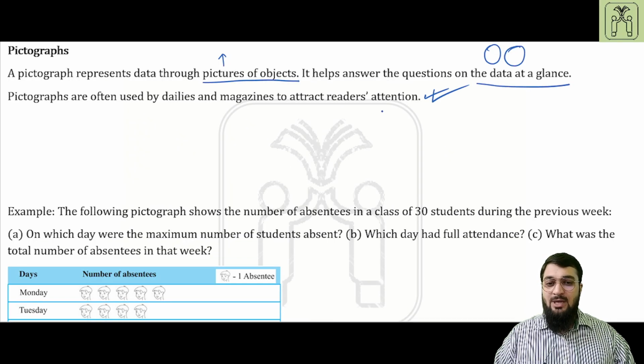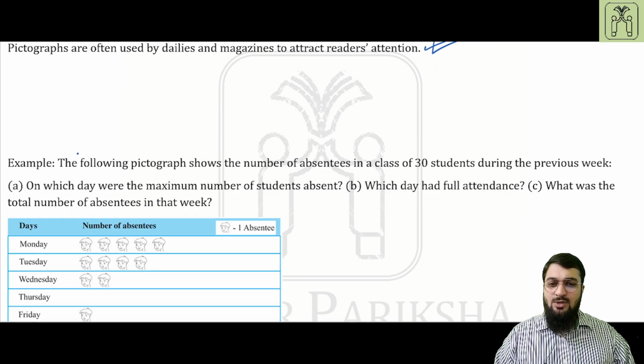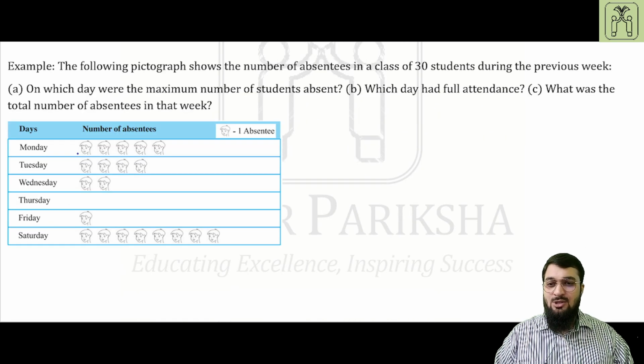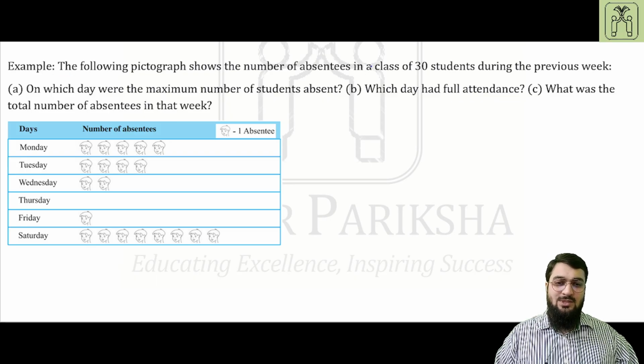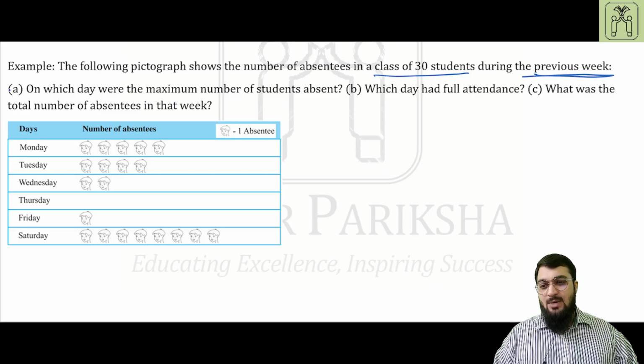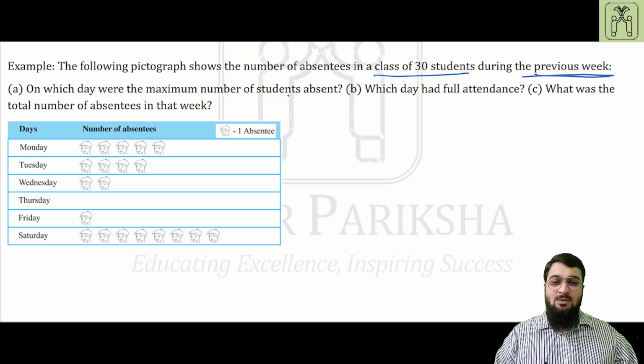How do we make a pictograph? We can just start with an example, and that will give us a much more real picture of what a pictograph is. The example says: the following pictograph shows the number of absentees in a class of 30 students during the previous week. Part A asks on which day the maximum number of students were absent. Part B asks which day had full attendance. Part C asks what was the total number of absentees in that week.